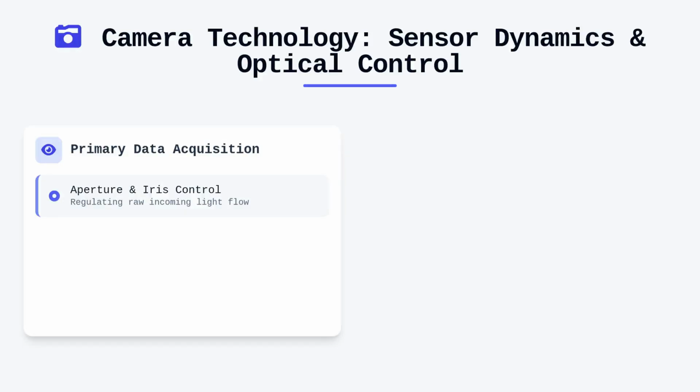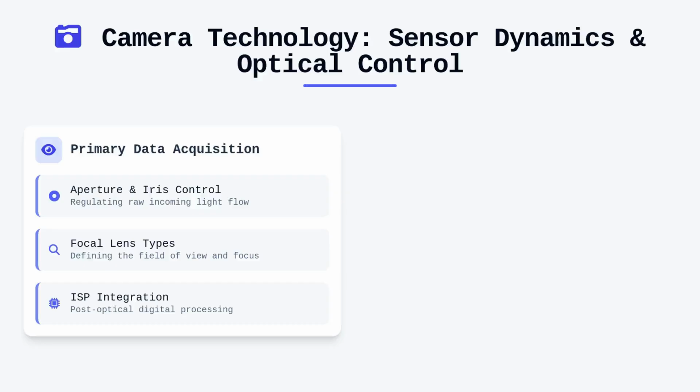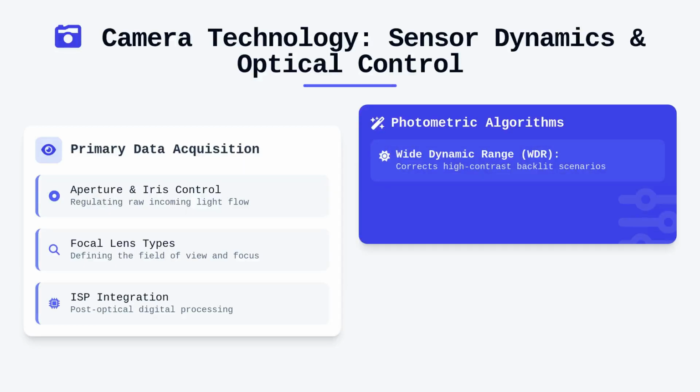In the domain of camera technology, understanding sensor dynamics and optical control is equivalent to knowing the raw capabilities of your primary data acquisition tools. We have analyzed how aperture, iris control, and focal lens types influence the incoming light before it is even processed by the ISP. Features such as wide dynamic range and Lightfinder are not just marketing terms. They represent sophisticated photometric algorithms designed to maintain image utility under extreme lighting imbalances.